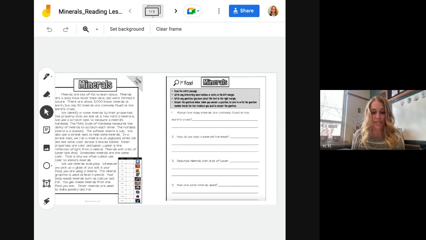We also use a streak test to help name minerals. In a streak test, we rub a mineral on an unglazed white tile and see what color streak it leaves behind. Other properties are color and luster. Luster is the reflection of light from a mineral. Minerals with a lot of luster look shiny. Sometimes minerals are the same color. That's why we often cannot use color to identify minerals. We use minerals every day. Whenever you pick up a glass or put salt in your food, you're using a mineral. The mineral graphite is used as lead in pencils. Your body needs minerals such as calcium and iron. You get these minerals from the foods you eat. Other minerals are used to make jewelry and iron.